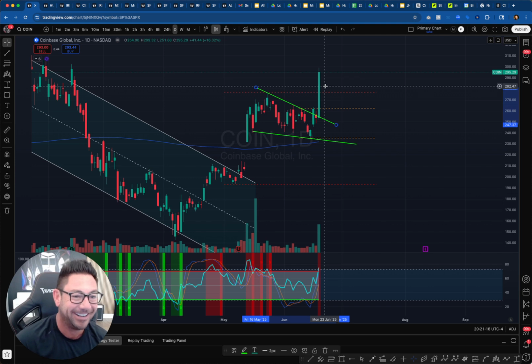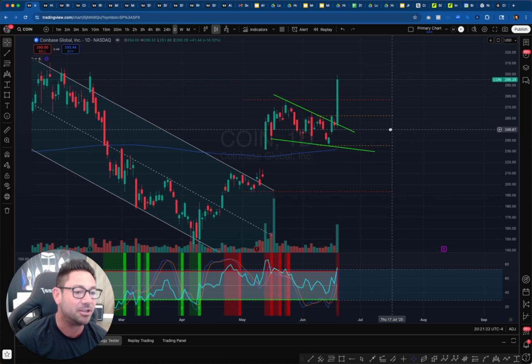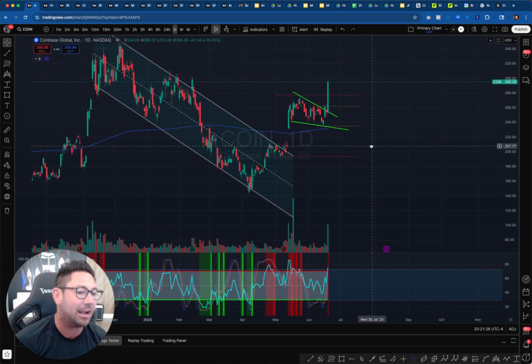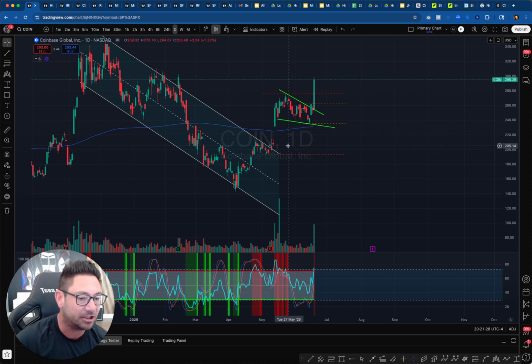Literally launched. It was up, what, 16, 17% today. At one point, almost up about 20%. Obviously, that was on news. But the chart tells us that, right? It telegraphs that that's going to happen. Just look at it, right?